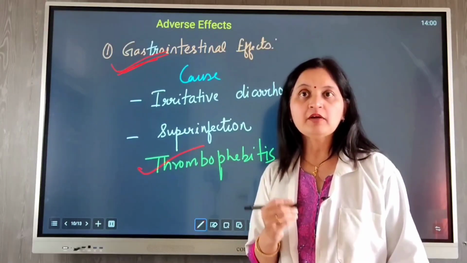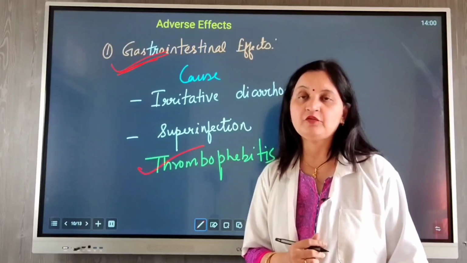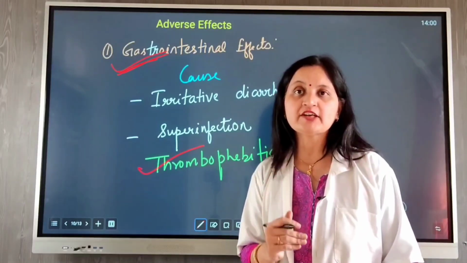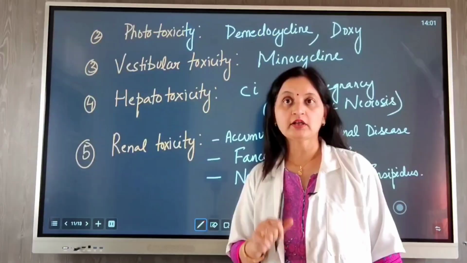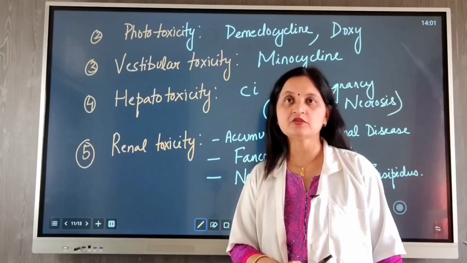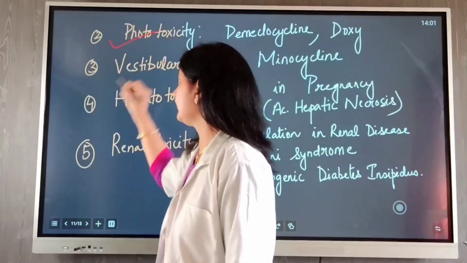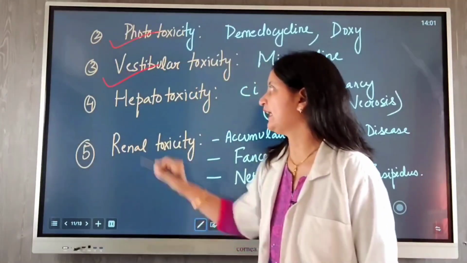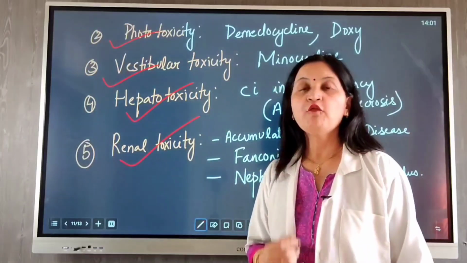When injected intramuscularly, it can cause irritation in the tissues that is extremely painful. Therefore, intramuscular injections are avoided with tetracyclines. What are the other types of toxicities that are associated with tetracycline use? These are phototoxicity, vestibular toxicity, hepatotoxicity, and renal toxicity.